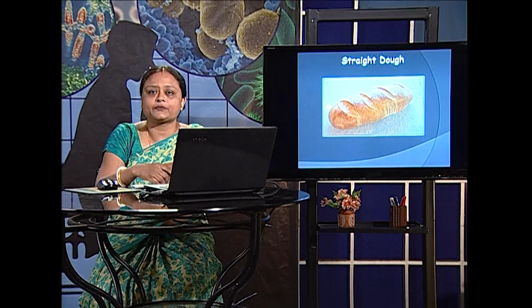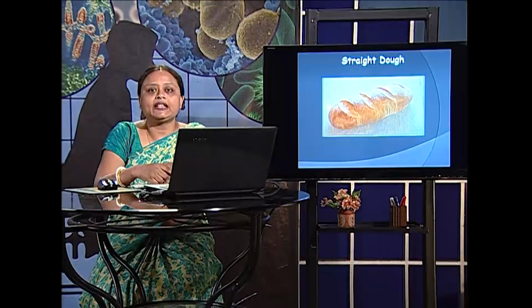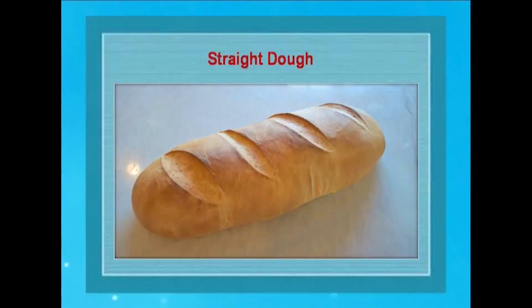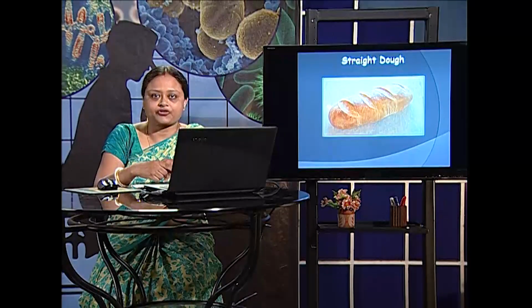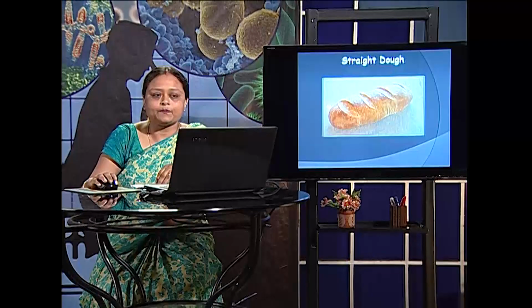Moving on to the first one, straight dough. Here we will see exactly what we saw in the bread making process. All the ingredients are mixed all together, baked and given as a whole product. Now this is not always favored because this gives rise to less flavor and at times a hardy structure may be produced. So the sponge dough method is most often followed.